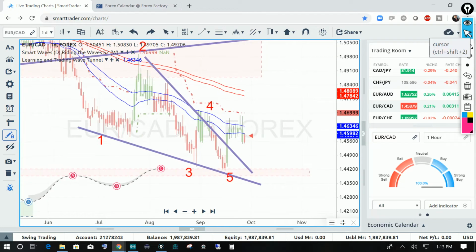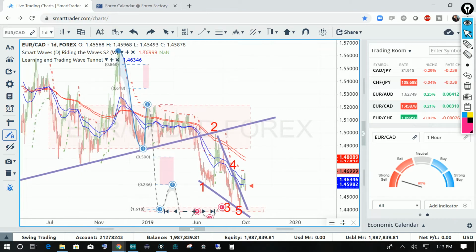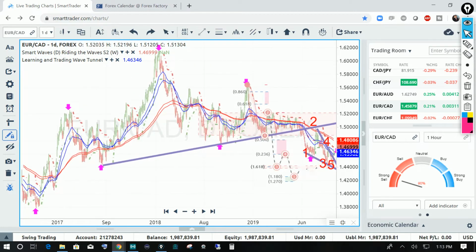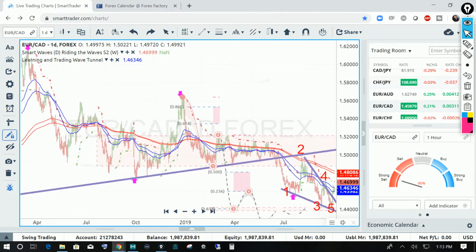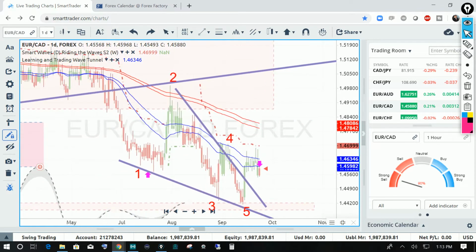If we open up a EURCAD, EURCAD is also setting up an opportunity this week, and you can see why. We've broken out. Now, I must admit, the opportunity has not presented itself yet. I'm going to compress my charts a little bit, and there it is. Okay, good. And now let's expand a little bit. I want to get those lines in there.